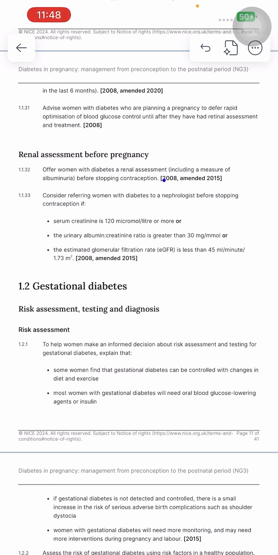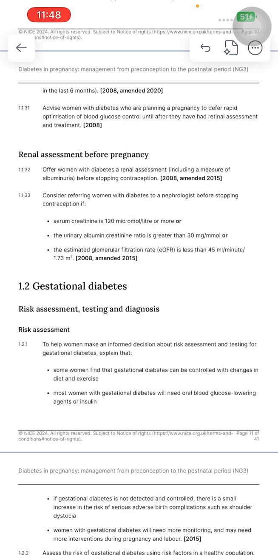Offer women with diabetes a renal assessment, including measurement of albuminuria, before stopping contraception. Consider referring women with diabetes to a nephrologist before stopping contraception if serum creatinine is 120 micromole per liter or more. So you will also involve the nephrologist and refer the patient. You will advise all investigations for those with chronic diabetes or chronic hypertension, so you have to evaluate for end organ damage.